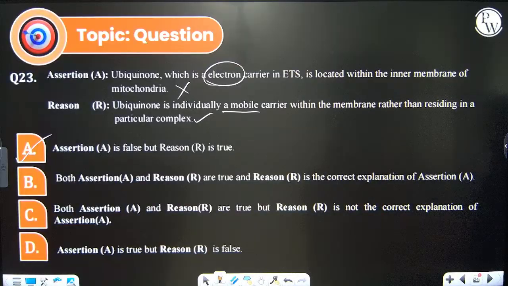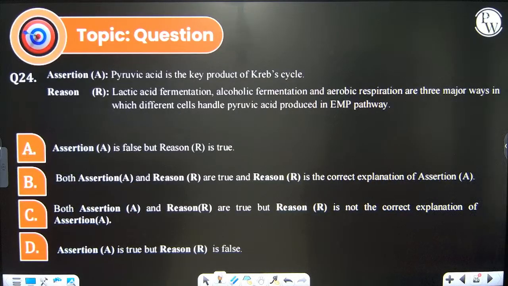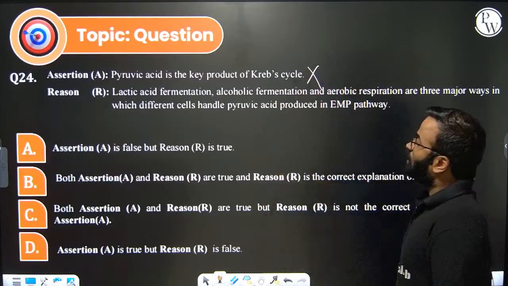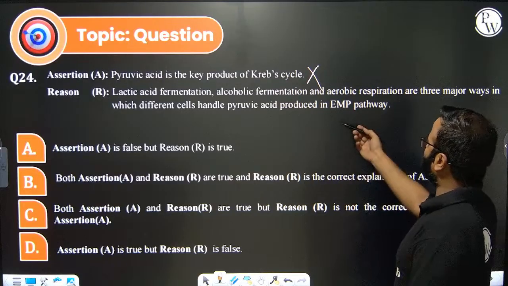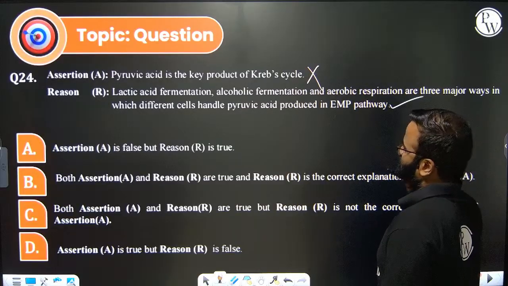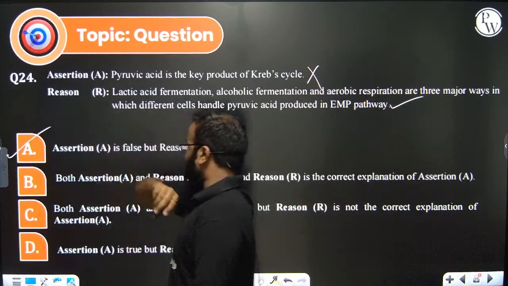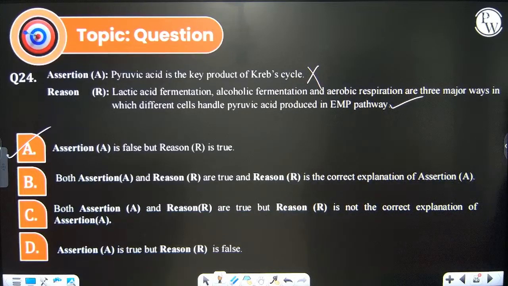Next, pyruvic acid is the key product of Krebs cycle. What is he talking about? No. Lactic acid fermentation, alcoholic fermentation, and aerobic respiration are the three major ways in which different cells handle pyruvic acid produced in the EMP pathway, that is glycolysis, which is true as a statement. So the answer would be A. Clear?